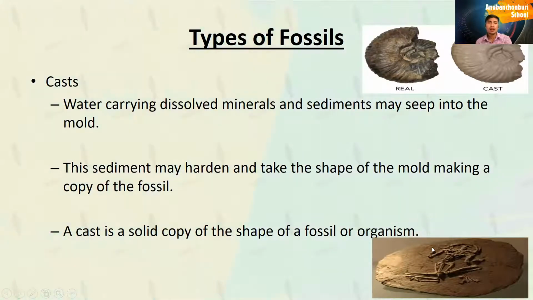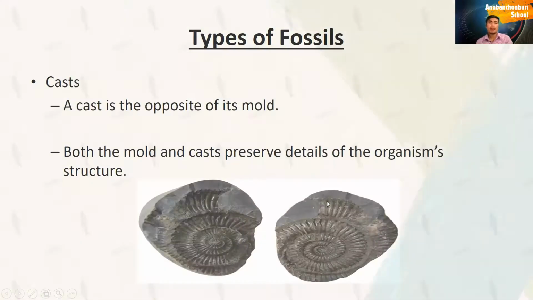These are just minerals and sediments that harden and become like the shape. Okay, a cast is the opposite of its mold. Both the mold and cast preserve the details of the organism's structure. For example, you have a fossil of this shell, and somebody put a nail in the middle of the shell. So of course, the shape of that will be seen also.